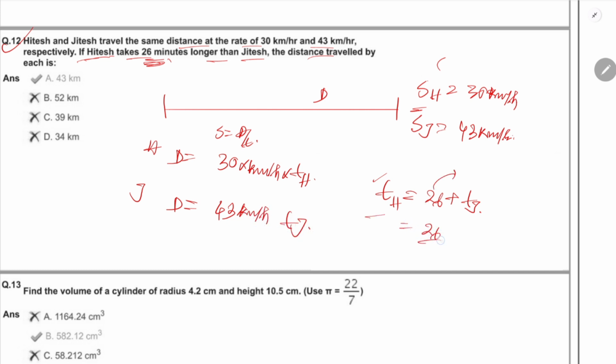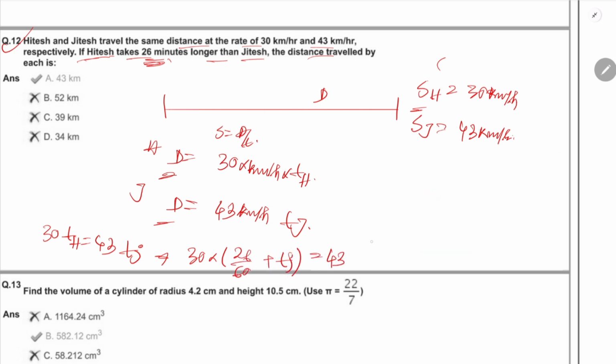This is equal to 26 by 60, in hours. Now, both the distances are the same. So 30 into time of Hitesh plus time of Jitesh equals 43 into time of Jitesh. Let's calculate this. So this is 13 plus 30 time of Jitesh equals 43 time of Jitesh.